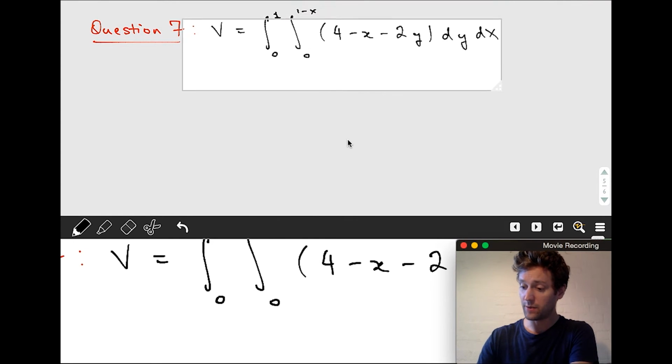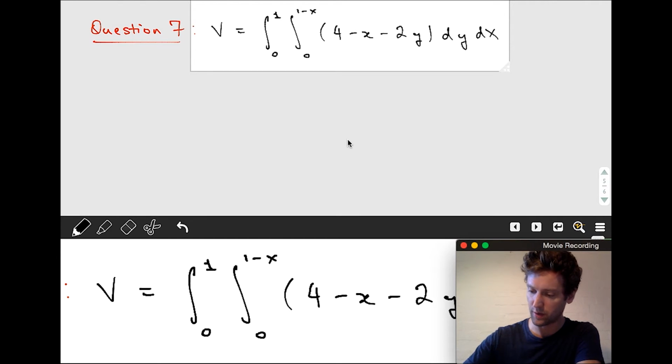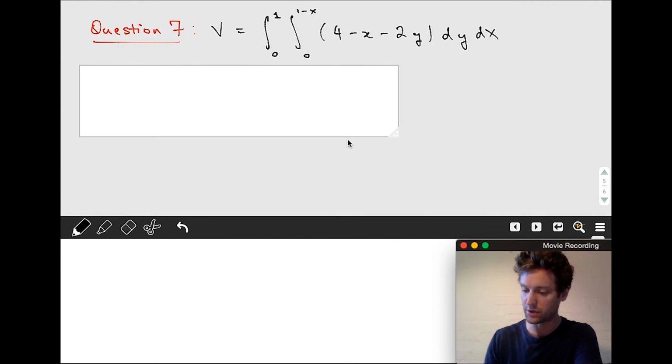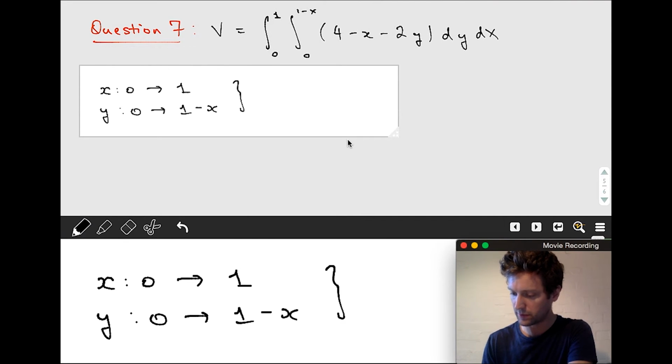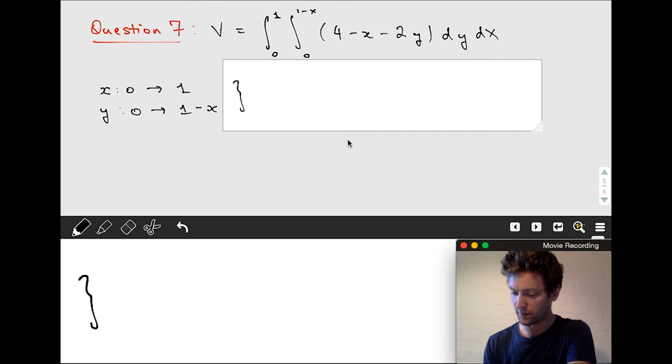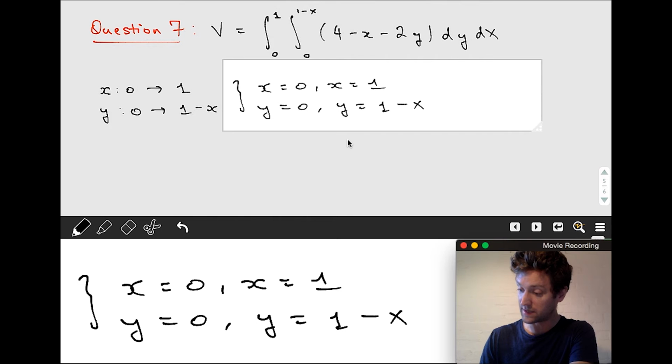Now, we want to evaluate this integral and then try and interpret what we're actually doing here. So let's sketch our region of integration by writing down what the limits of integration are. So we have the outer integral is x, and x is varying between 0 and 1. The inner integral is y, and y is varying between 0 and 1 minus x. So we can put those together and get a series of lines. We've got x is equal to 0, x is equal to 1, y is equal to 0, y is equal to 1 minus x. So we can sketch those in the xy plane.